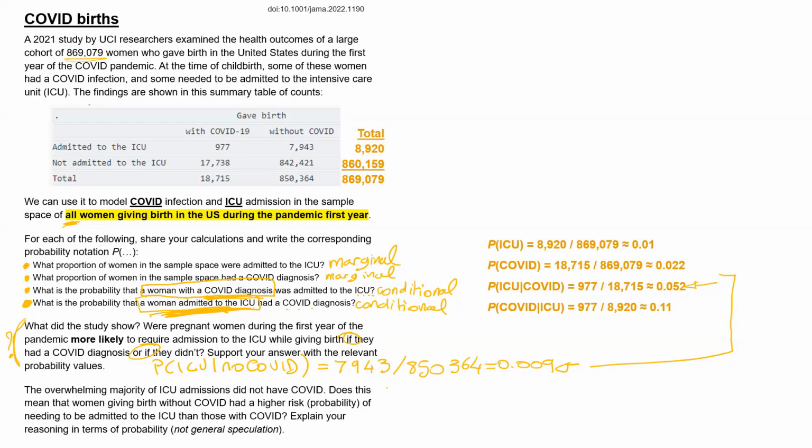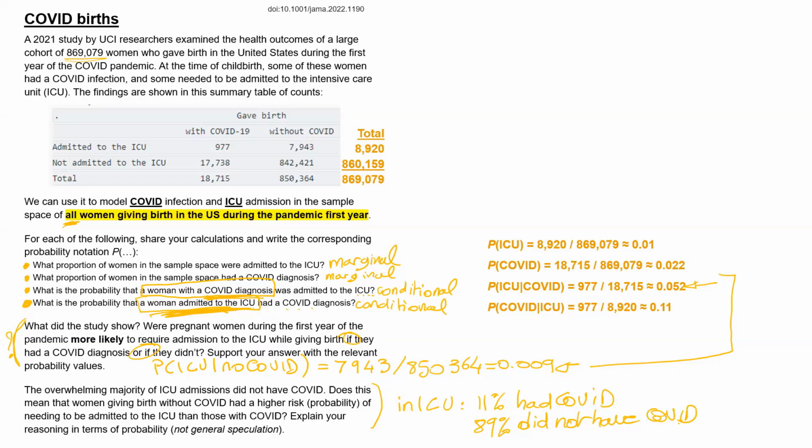Now, a question about reasoning. When we look at those admissions to the ICU, they are overwhelmingly women who did not have COVID. What we found earlier was that among the women admitted to the ICU, 11% had COVID, meaning the remaining 89% did not have COVID. Should we then conclude that women giving birth without COVID have a higher risk of needing to be admitted to the ICU than women with COVID? Well, no. And this is very important because this is a very, very common mistake.